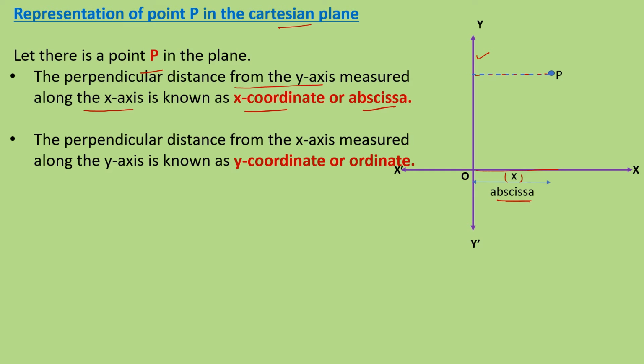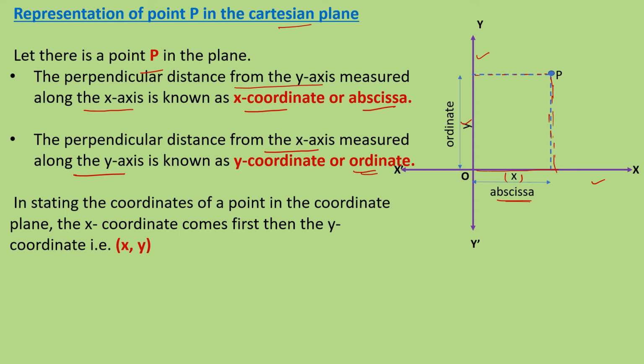In the same way, the perpendicular distance from the x-axis, measured along the y-axis. Suppose this is the perpendicular distance from the x-axis and we are measuring it along the y-axis. This is known as the y-coordinate or ordinate. So this distance is the ordinate.